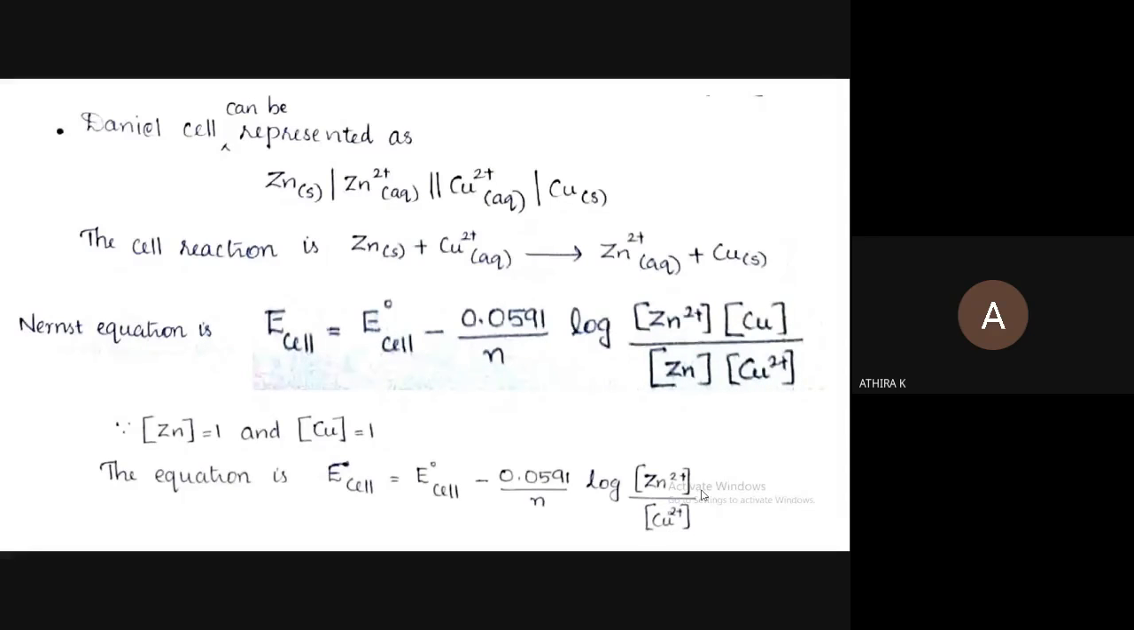Today we have discussed what is the relationship between free energy and EMF and how to derive Nernst equation. Also, we have written Nernst equation for an electrode reaction, for a general reaction, and for a Daniell cell.